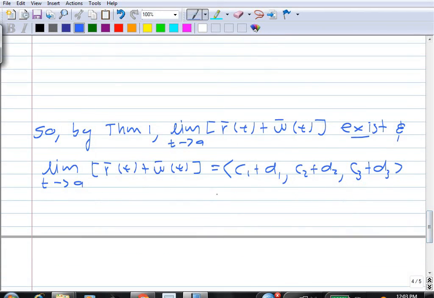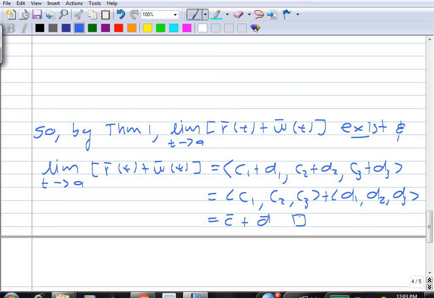And we know what that is. We're just adding two vectors here: c1, c2, c3 plus d1, d2, and d3, and that's c plus d. And we're done. It's important to note here that we're proving two things. We're proving that the limit exists, and we're proving that its value is c plus d.